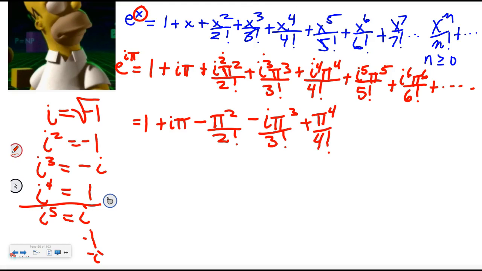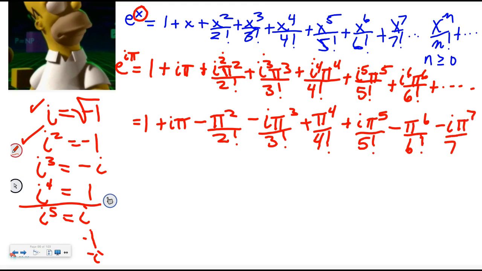So then it cycles back, and so the next one is just what? i. i pi to the fifth over 5 factorial. i to the sixth will be a minus 1, so it'll be minus pi to the sixth over 6 factorial. I'm going to do the last one. Pi to the seventh would be a minus i pi to the seventh over 7 factorial, and then I'll just dot on out to the end.